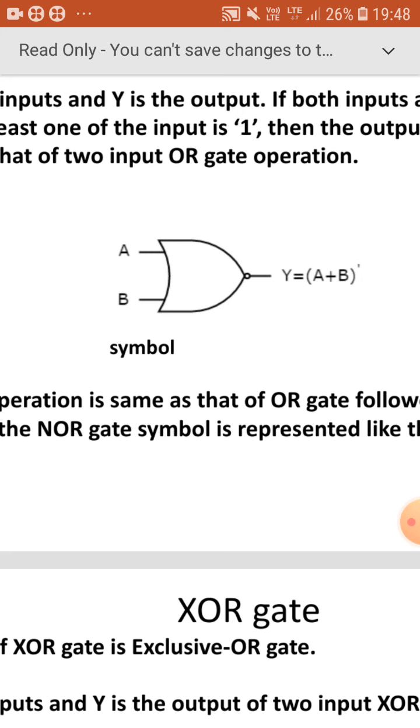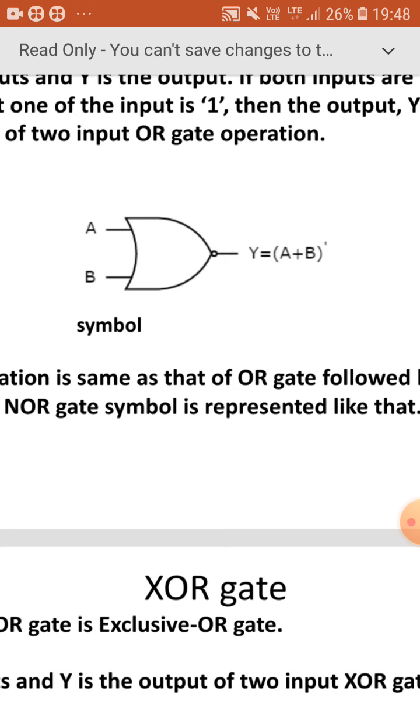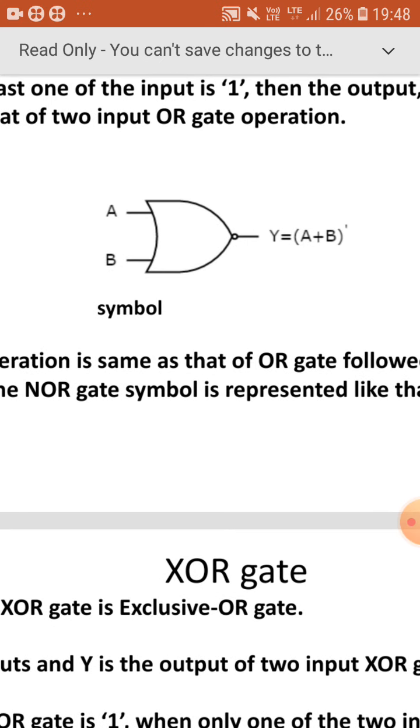In OR gate, if any one of the input is 1, then the output will be 1. If both inputs are 0, then the output will be 0. In NOR gate, if any one of the input is 1, then the output will be 0. If both inputs are 0, then the output will be 1.